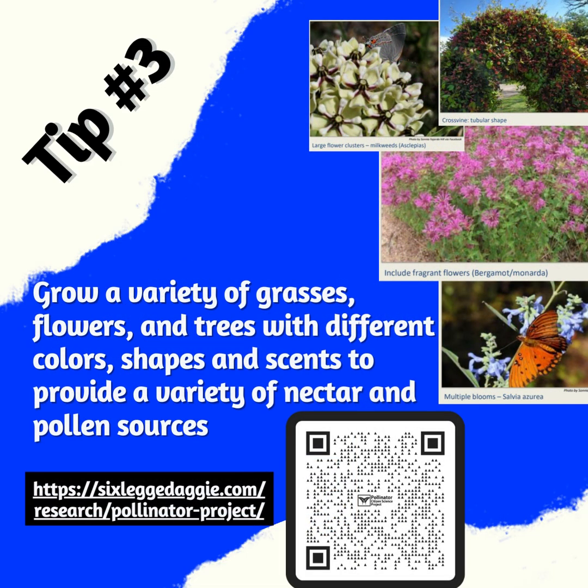So the key here is biodiversity. So you want to grow a variety of grasses, flowers, even trees in your garden or landscape that have different colors, shapes, or scents that can attract the pollinators that you're looking for.